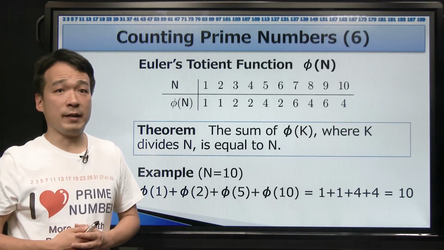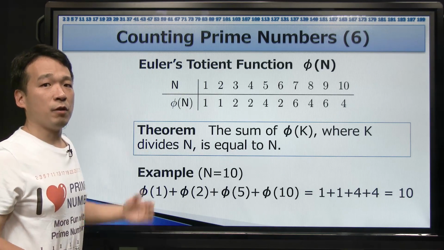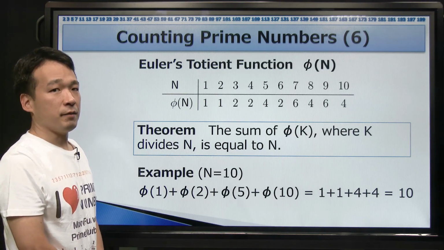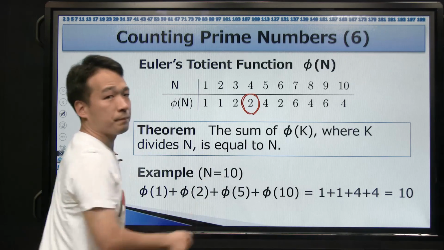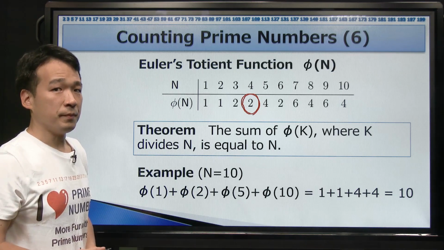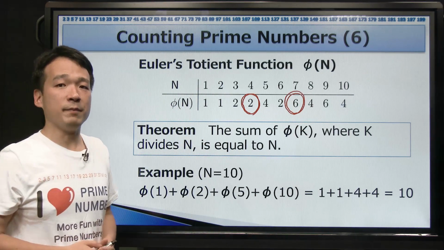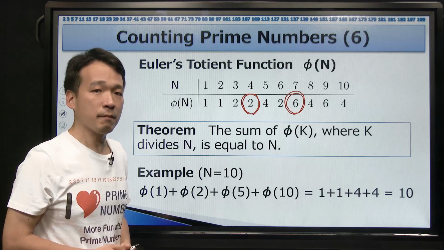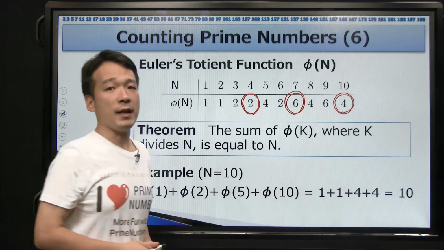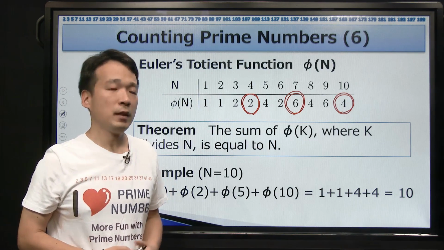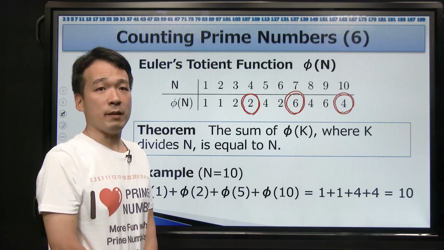Euler's totient function phi is number theoretic in nature. Here is a table of Euler's totient function phi of n. For example, phi of 4 is 2, and phi of 7 is 6. We have already seen phi of 10 is 4. This function has many beautiful properties. Let me explain one of them.